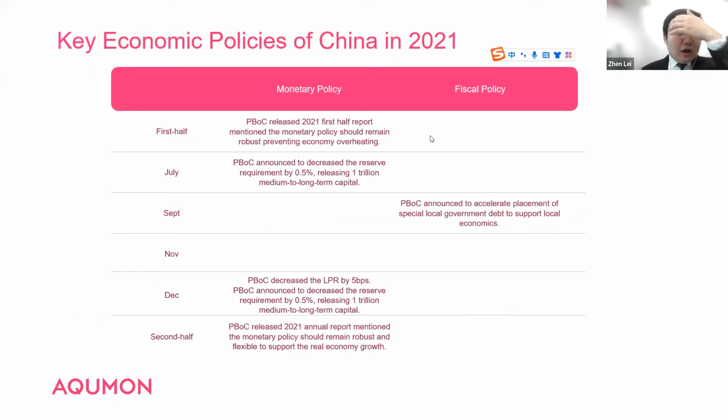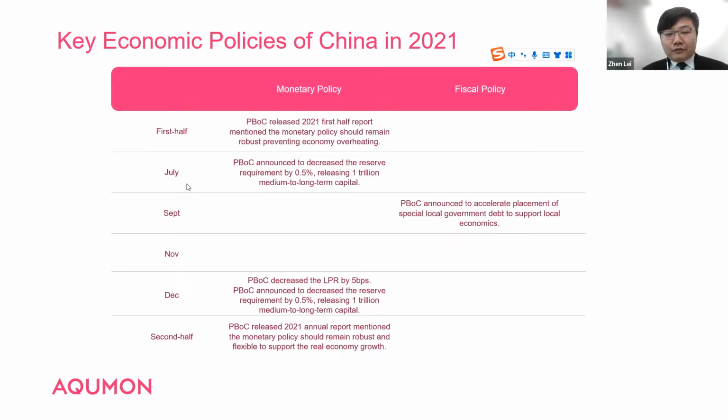And let's see the economic policies of China. For the first half of the year, actually China's monetary policy was quite neutral. The PBOC's 2021 first half report mentioned the monetary policy should remain robust, preventing economy overheating. This was the statement at that time. So at that time, Chinese regulators or policymakers were focusing on the economy overheating.